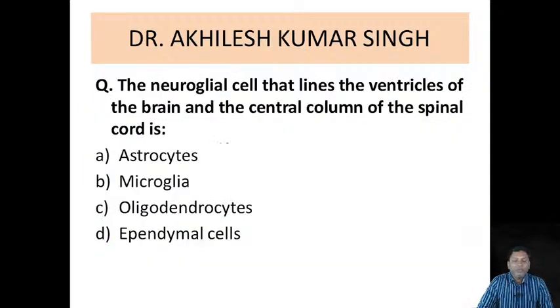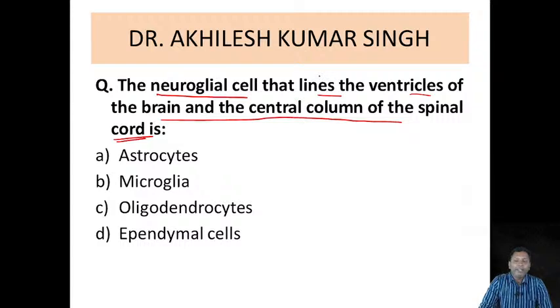The next question, this one only. The neuroglial cell that lines the ventricles of the brain and the central column of the spinal cord is, so which will form the epithelial lining of the ventricles of the brain and the central column of the spinal cord? The answer here is the ependymal cell. This was also asked in the MCI exam. So remember about this ependymal cell.